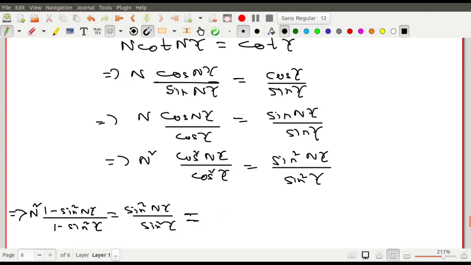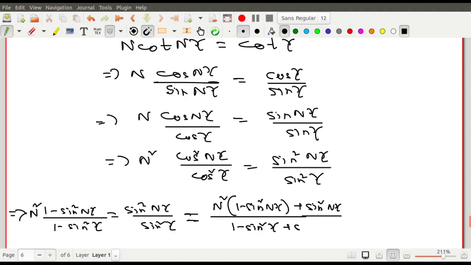Come to the right side. What did I say to do? I add up numerator with numerator, meaning n square times 1 minus sin square n gamma, I have added with sin square n gamma, and with the denominator also 1 minus sin square gamma plus sin square gamma. Okay, and then after simplification, what will happen?